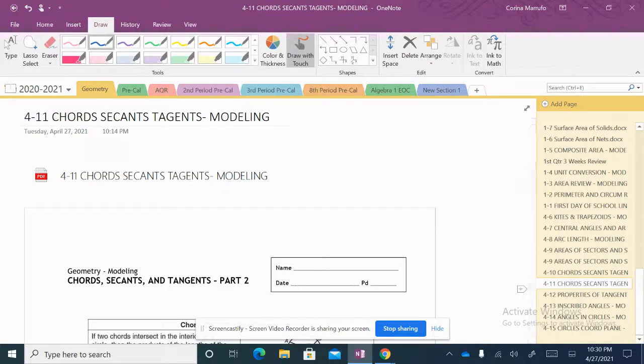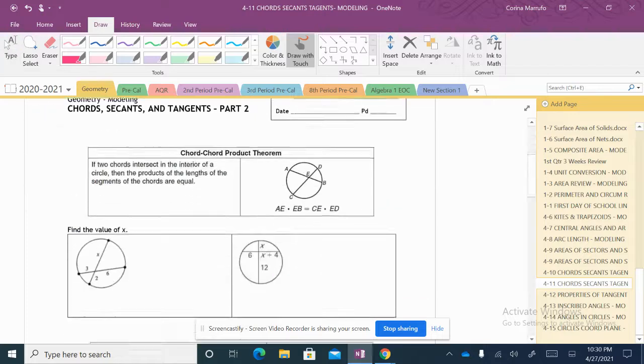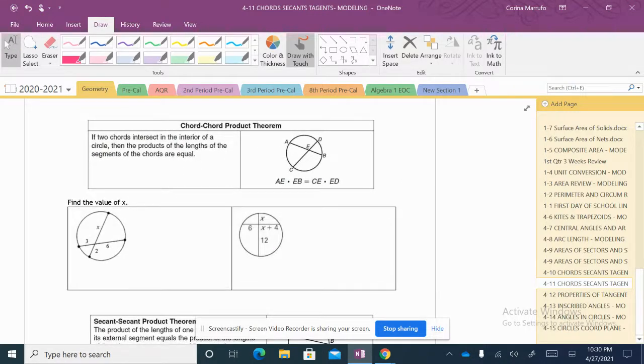So now we're going to cover our next lesson on chord, secants, and tangents. So on here, we have our chord product theorem. If two chords intersect in the interior of a circle, then the products of the lengths of the segments of the chords are equal.